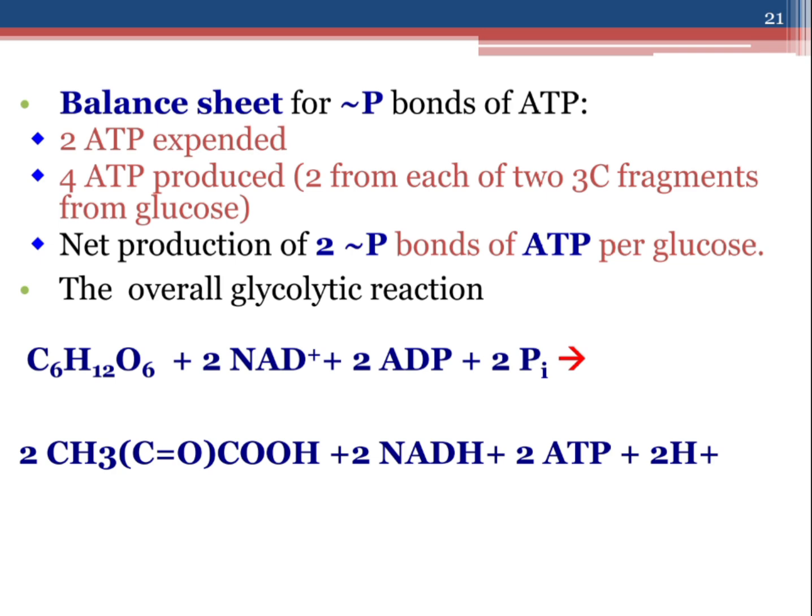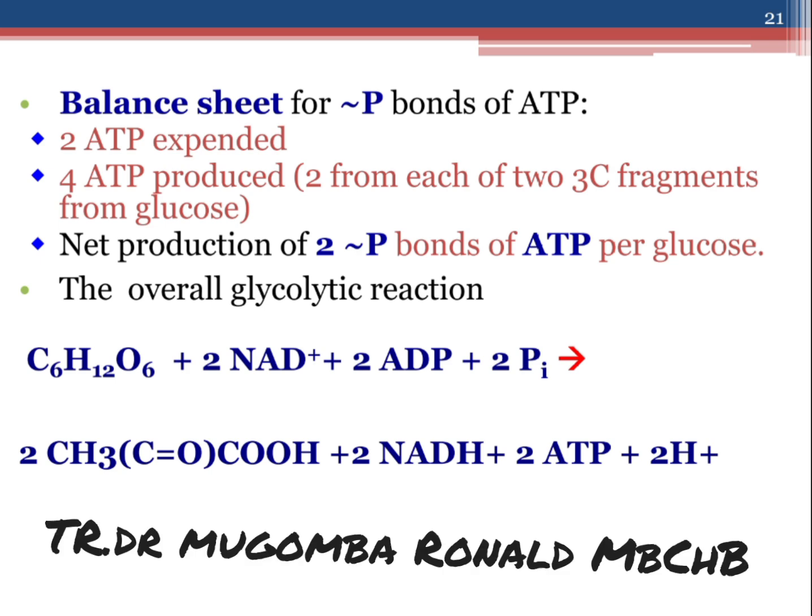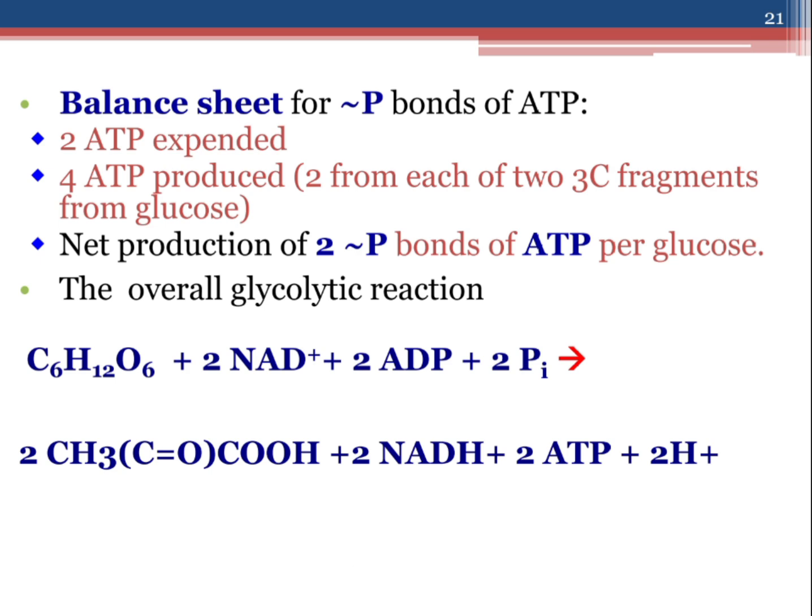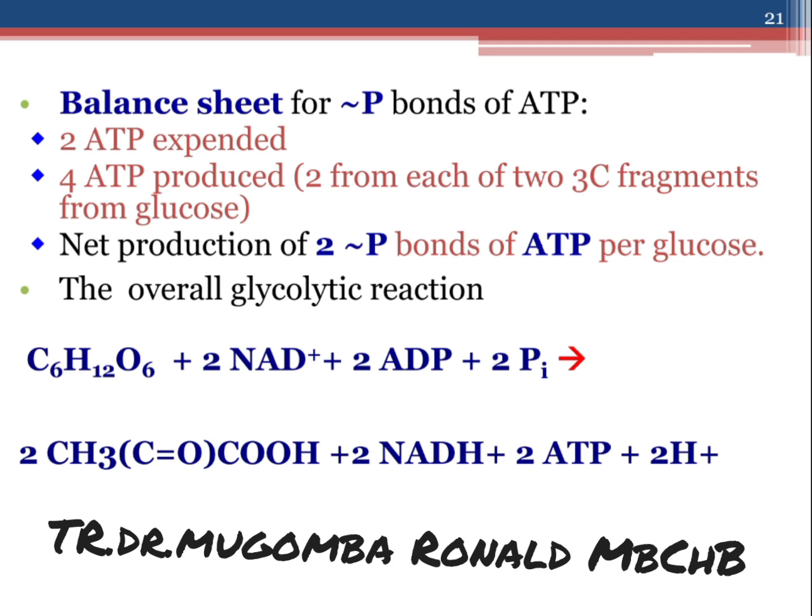When you look at reduced NAD, we formed only 2 reduced NAD, and it is going to be taken to the electron transport chain, where it will be used to form 2.5 ATP molecules, and in some books you'll find it being said that it produces 3 ATP molecules by rounding off.